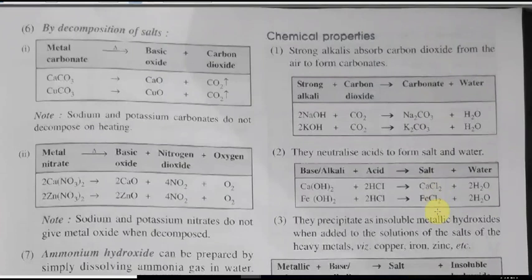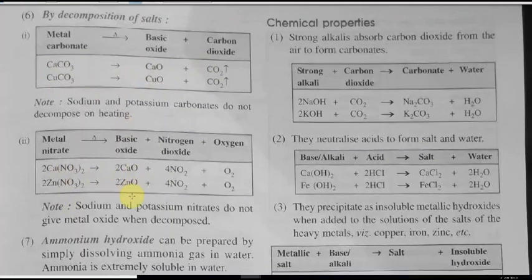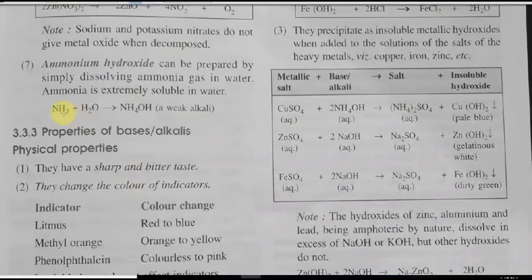Now there are some other methods also. This method is called decomposition, means a breakup. CaCO3 and CuCO3 both give off carbon dioxide to produce metallic oxide. Similarly, these nitrates also decompose to give off oxide. You can see here. Now ammonium hydroxide can be prepared by simply dissolving ammonia into water. Now you can see there are 3H and there are 2H. You can see 5H. So there are 4 and 1, 5. This is actually weak base or weak alkali.